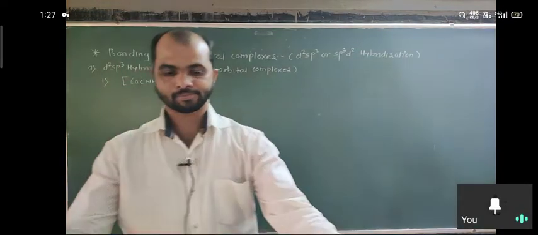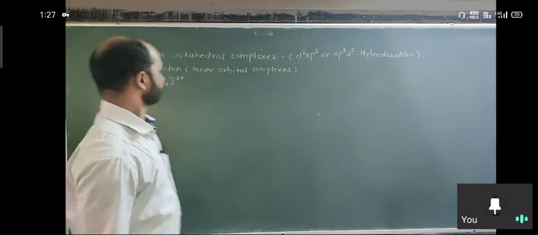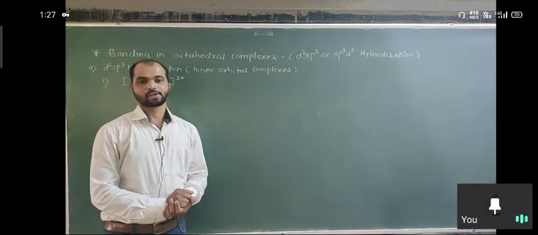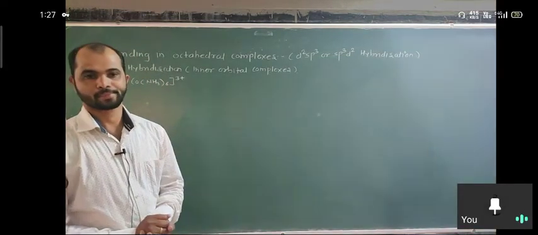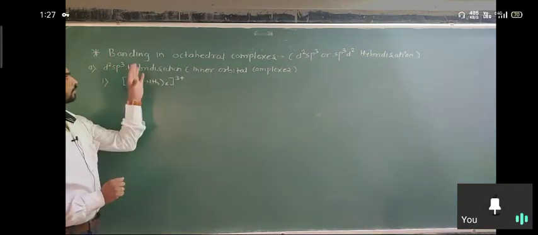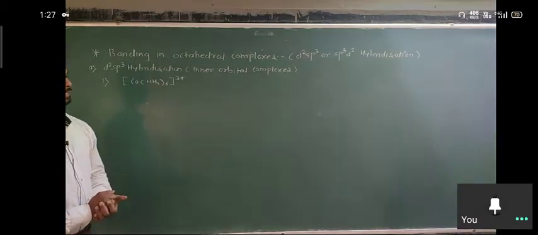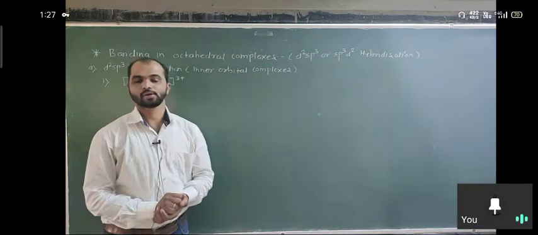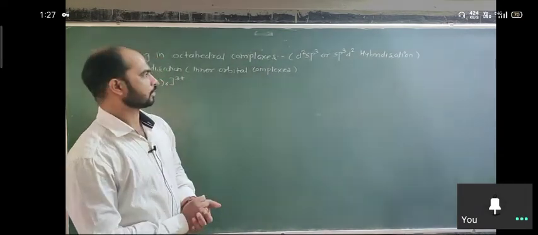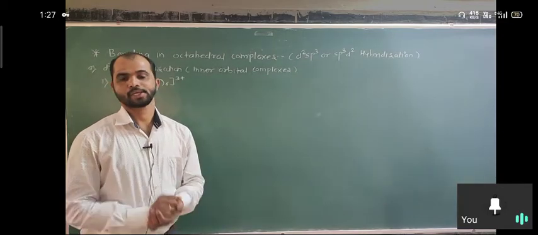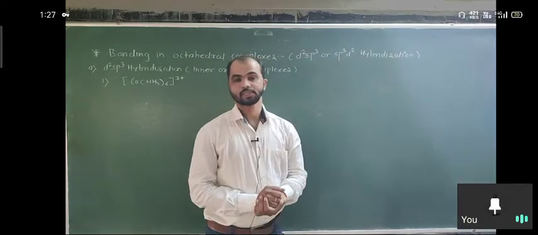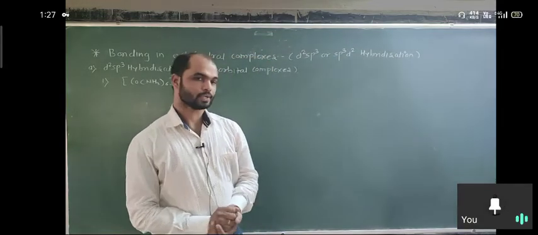Okay, good afternoon. Today we are going to start the bonding in octahedral complexes. In the last lecture we discussed the trigonal bipyramidal, that means dsp3 hybridization. Today we start bonding in octahedral complexes, that means d2sp3 or sp3d2 hybridization. D2sp3 hybridization complexes are inner orbital complexes, while the complexes having sp3d2 hybridization are called outer orbital complexes.